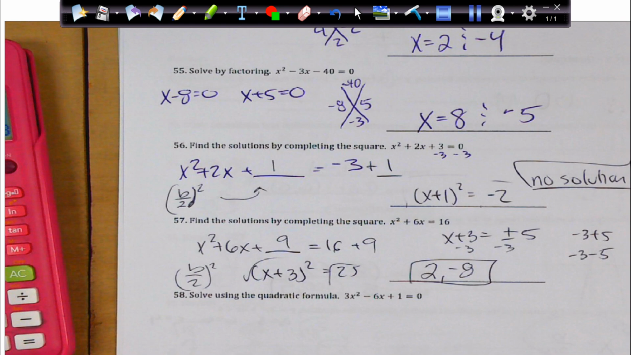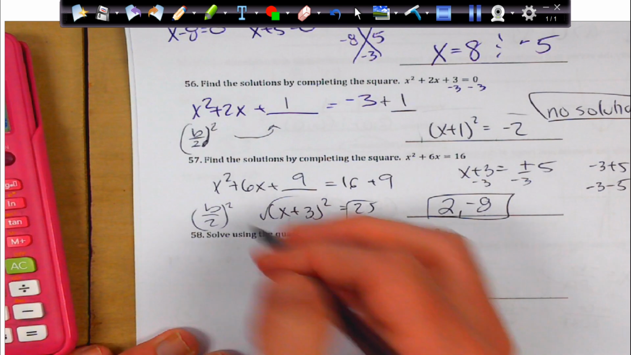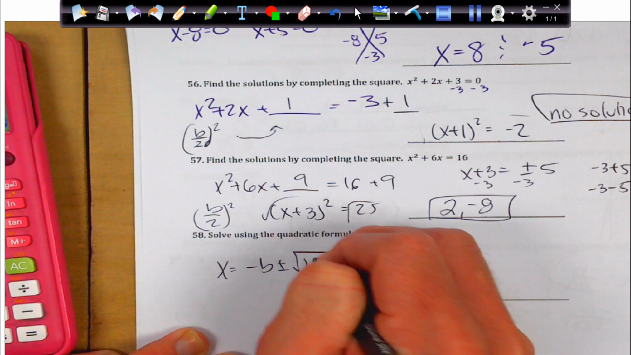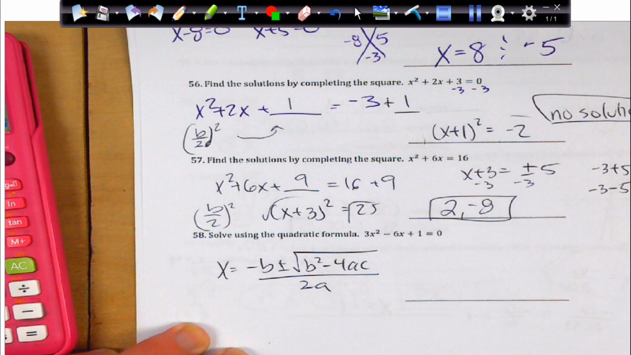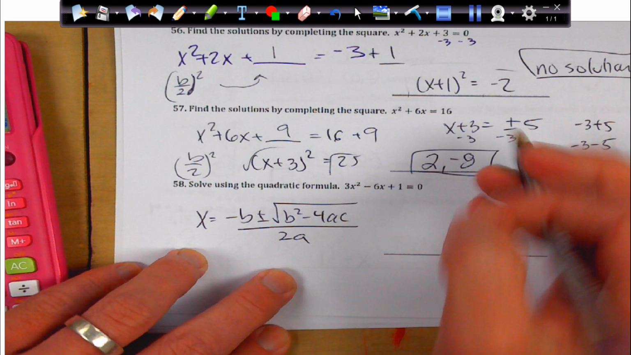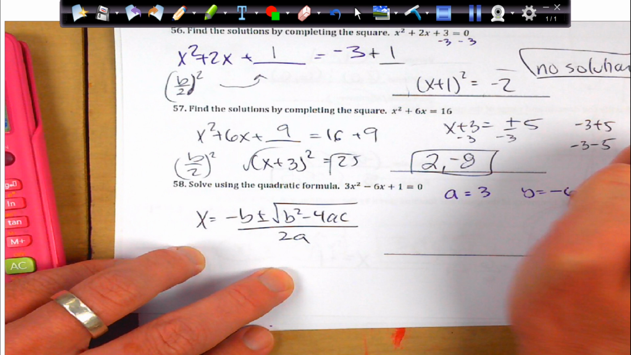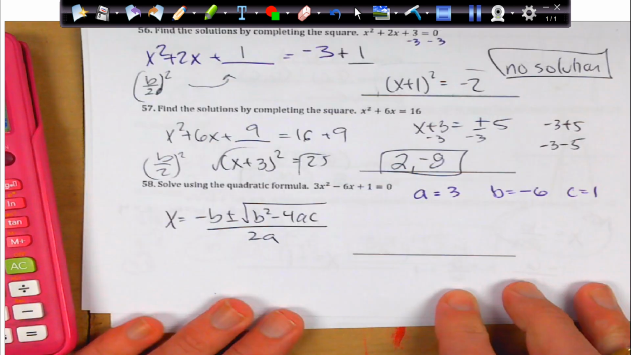Use the quadratic formula. So again, we're going to have to know the quadratic formula for this one. x equals negative b plus or minus the square root of b squared minus 4ac, all over 2a. That should be on your note card, unless you want to memorize it, which you can. a equals 3, b equals negative 6, and c equals 1. And we'll plug it in.